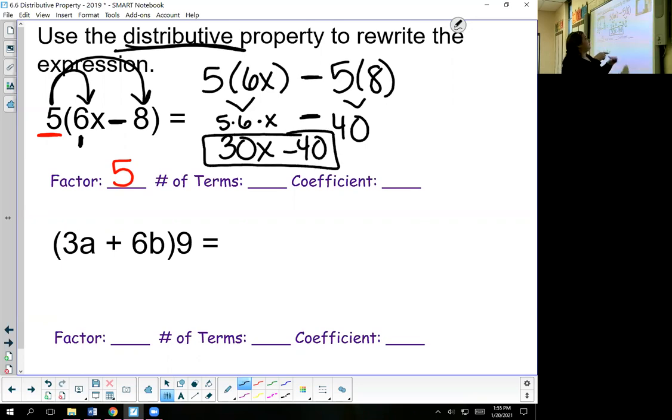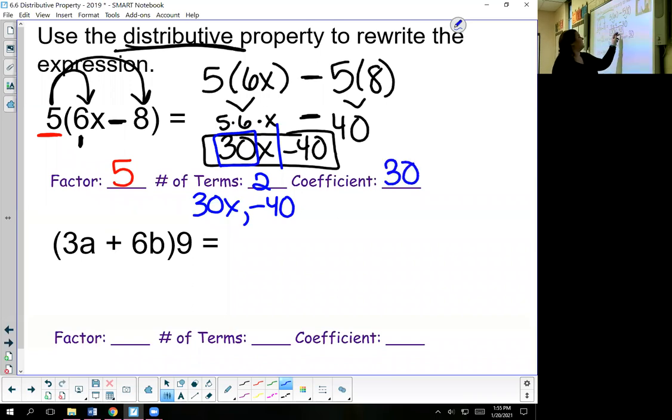Why is it your final answer? Because these are not alike. This has an x and this doesn't. So they are not alike. So how many terms do I have? Separated by addition or subtraction, I have 2 terms. My terms are 30x and negative 40. And what's my coefficient? 30 is your coefficient. Your constant is negative 40.